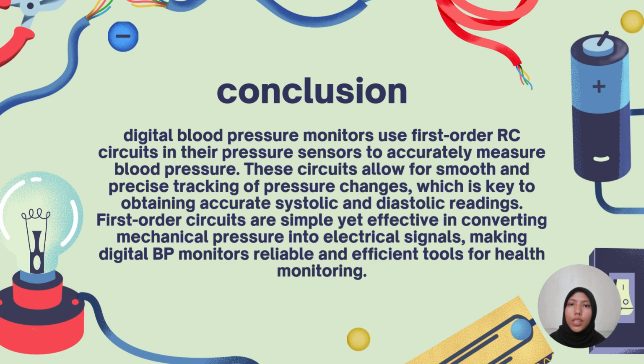To conclude, digital blood pressure monitors use first order circuits in their pressure sensor to accurately measure blood pressure. These circuits allow for smooth and precise tracking of pressure changes, which is key to obtaining accurate systolic and diastolic readings. First order circuits are simple yet effective in converting mechanical pressure into electrical signal, making the digital blood pressure monitor reliable and efficient tools for health monitoring.